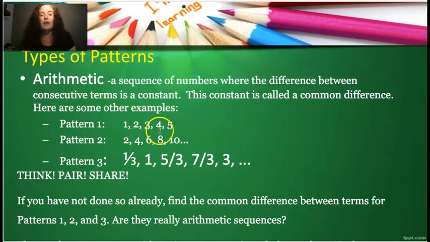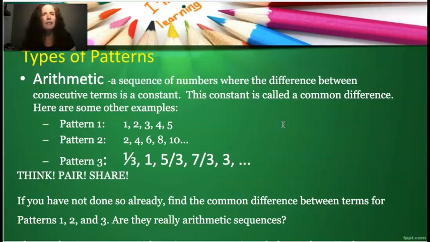So in pattern 1, I think it's pretty easy. You can see the difference between each term is just a difference of 1. So if I do 2 minus 1, I get 1. If I do 5 minus 4, I still get 1. On pattern 2, now my difference is 2 because 4 minus 2 is 2, 10 minus 8 is 2. So it has a common difference of 2. So on patterns 1 and 2, you can definitely see that they're arithmetic sequences.